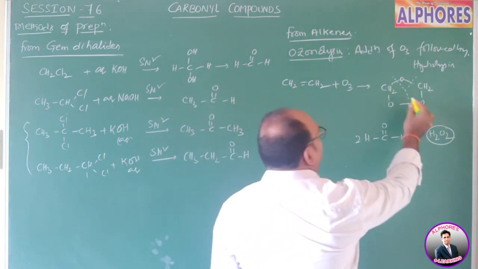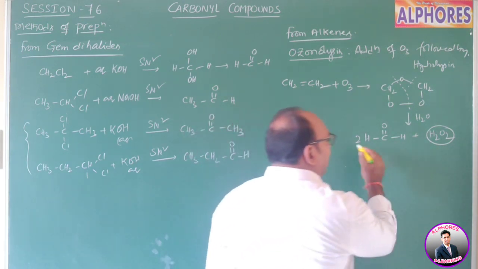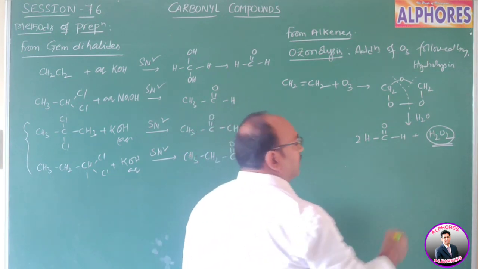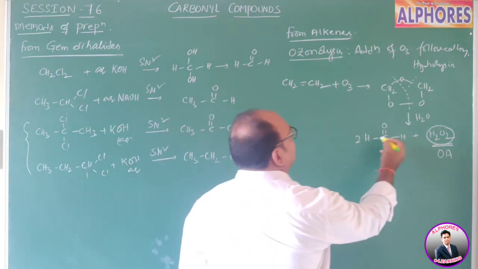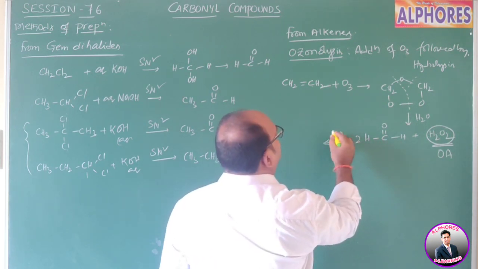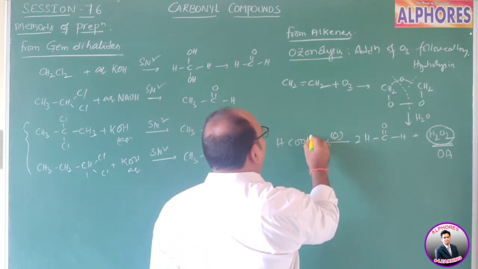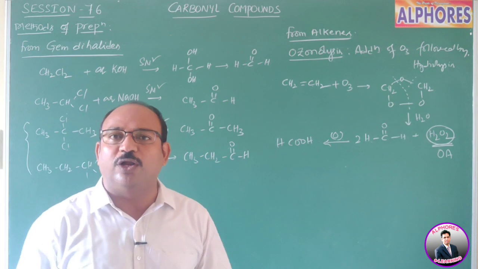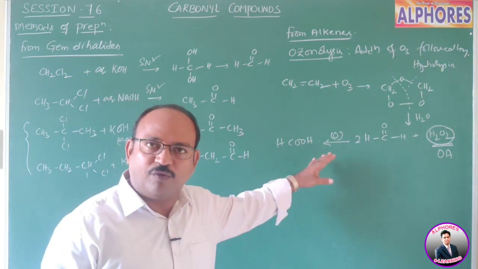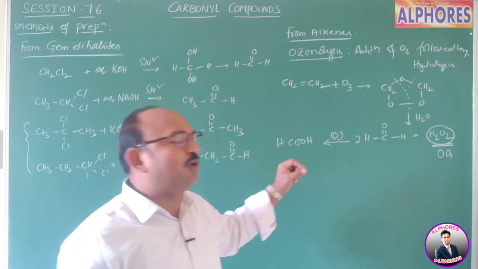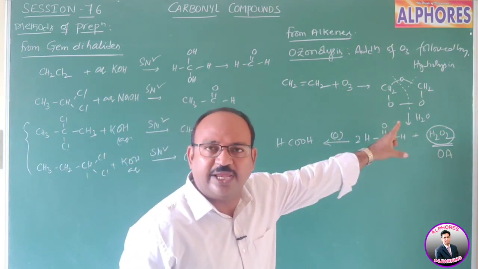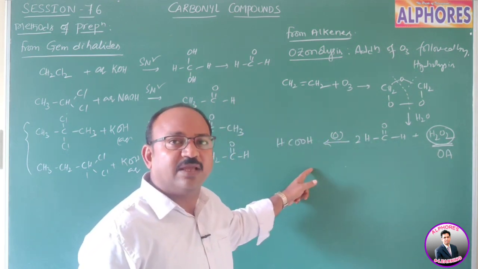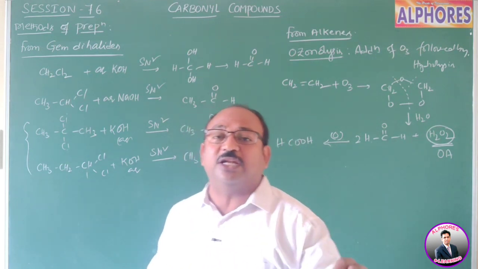So this one upon hydrolysis gives formaldehyde, and along with this formaldehyde we get hydrogen peroxide. And we know very well hydrogen peroxide is an oxidizing agent, and this is an aldehyde. The formed formaldehyde undergoes further oxidation, and the final product we get is formic acid instead of aldehyde. Now, if we want to prepare aldehydes, then it is better to use a reducing agent. For preparation of aldehydes, we must use reductive ozonolysis.